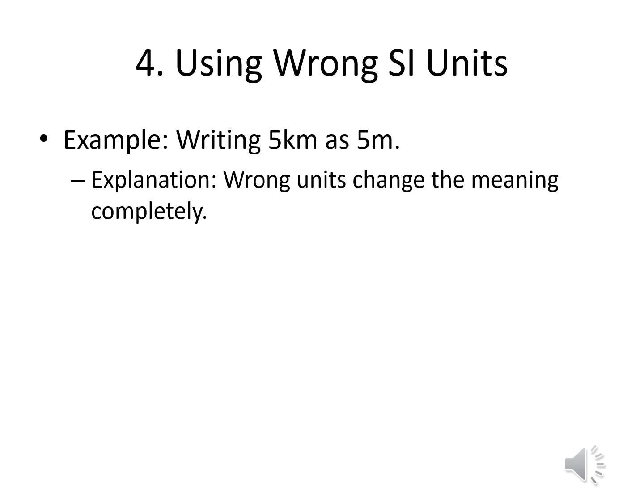Another mistake commonly made by students is using wrong SI units. Example, writing 5 kilometers as 5 meters. That is wrong, so you miss a mark there. And remember, you're supposed to be keen and avoid losing unnecessary marks. Is that okay?